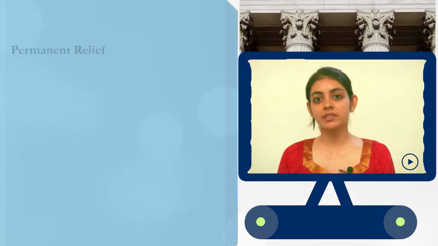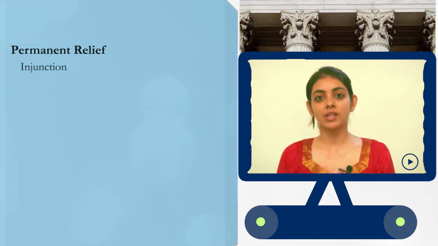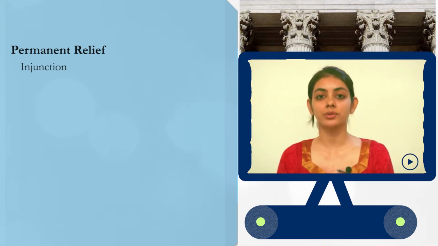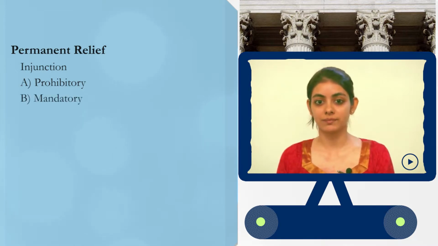We will get to the interim injunction and the other interlocutory reliefs in a bit, but before we get there, we will start with permanent reliefs that a right holder may explore. We will start with injunctions. Now, injunctions are court orders that may direct a party to do something or not to do something. An order that directs a party not to do something is known as a prohibitory injunction, and an order that directs a party to do something is known as a mandatory injunction.